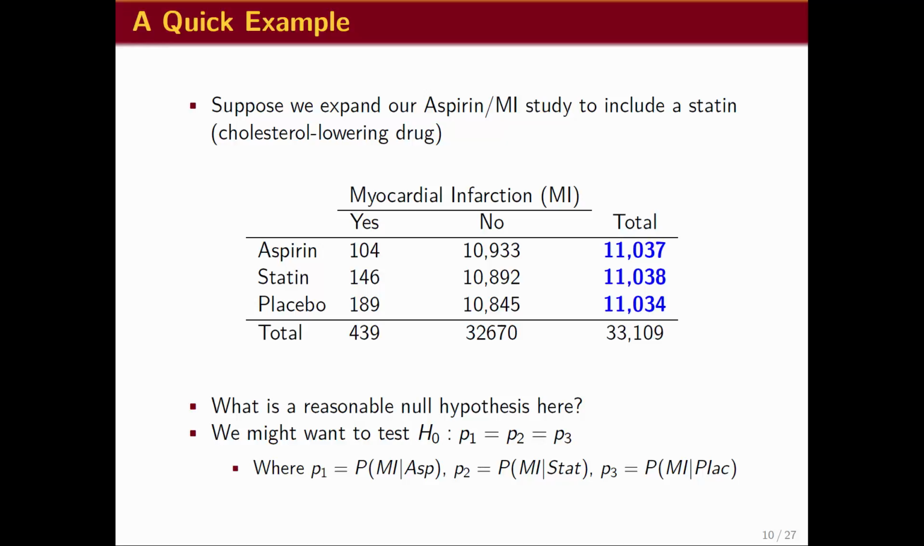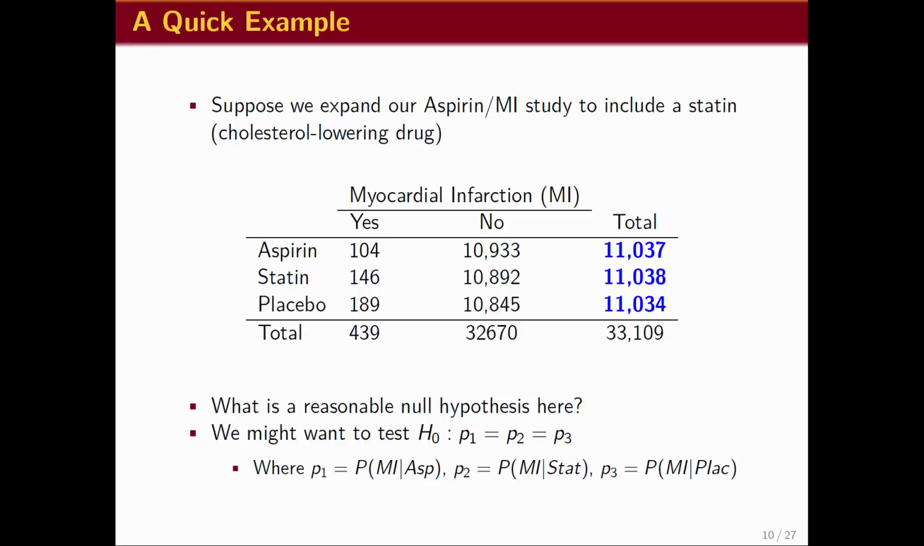Well, a reasonable null hypothesis is that aspirin, statin, placebo, who cares? They're all the same, right? That's the null. So before, when we had exposure, yes, no, we said the null hypothesis was that exposure had no effect on the probability of disease, right? Here we're saying the same thing, right? Exposure has no effect on the probability of disease, but now we have multiple levels of exposure, so it's essentially saying none of the levels of exposure has any effect on the probability of disease.